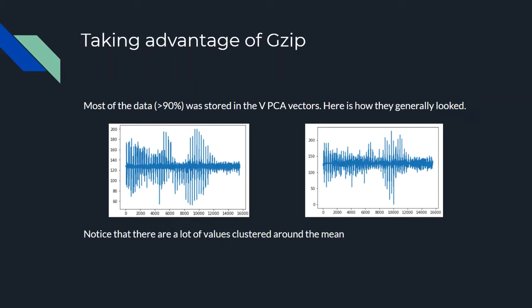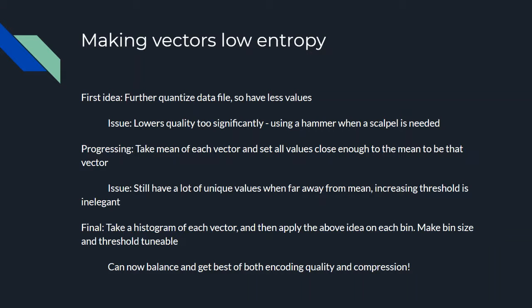We considered several ideas when it came to making our vectors low entropy. The first idea was to simply quantize the values further, taking them to the nearest even value or nearest fifth value or some such. We found that this lowered the quality too much. The next idea, which we came up with after looking at the shape of the vectors, was to take the mean of each vector and set values close enough to the mean to be that value. This did help, but the big issue with it is that if there are a lot of values far away from the mean, you don't quantize those and you don't actually end up saving that much space.